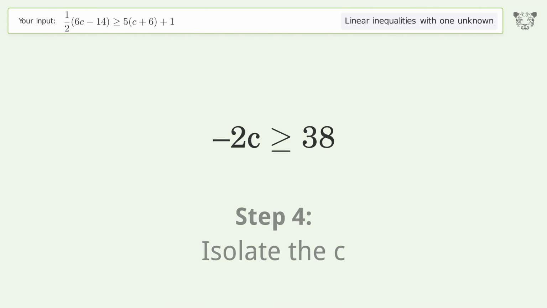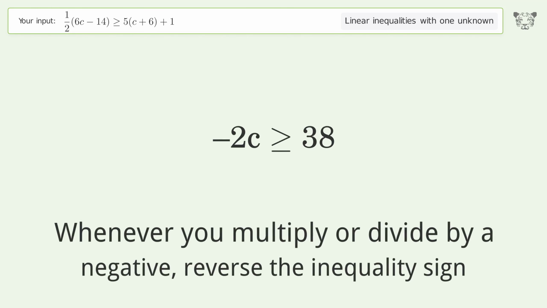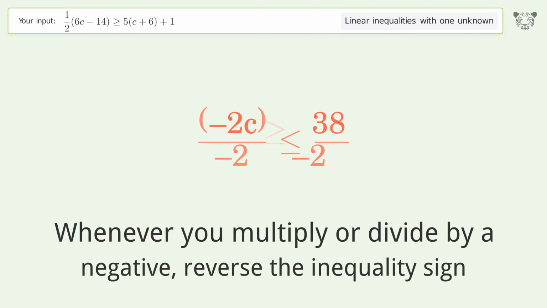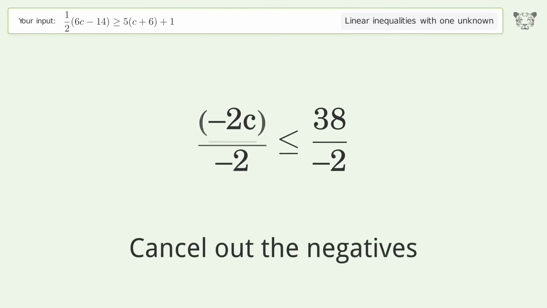Isolate the c. Divide both sides by -2. Whenever you multiply or divide by a negative, reverse the inequality sign. Cancel out the negatives.